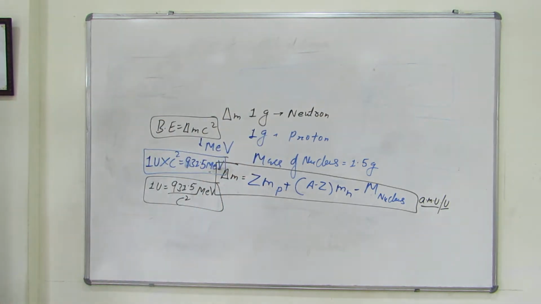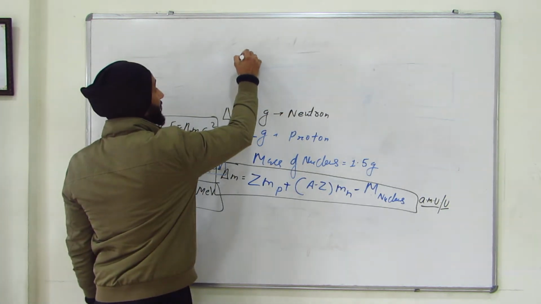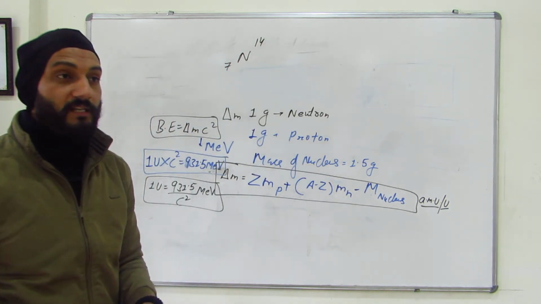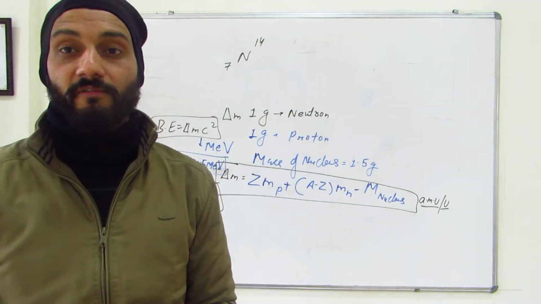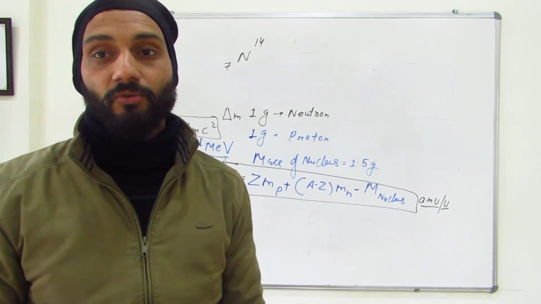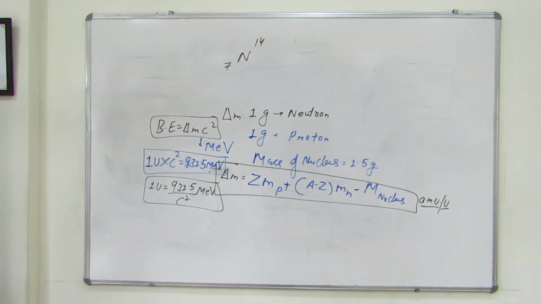So the first question is, you have to obtain the binding energy of a nitrogen nucleus. The nitrogen nucleus is 7N14. So first of all, you should know the number of protons there, the number of neutrons there, and the number of electrons there. I hope you understood how to do that part, right? Now the mass of the nucleus is given.